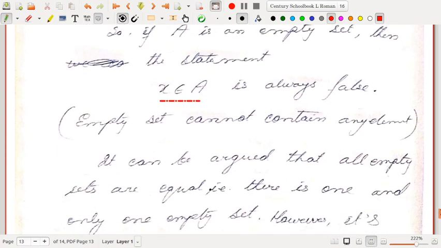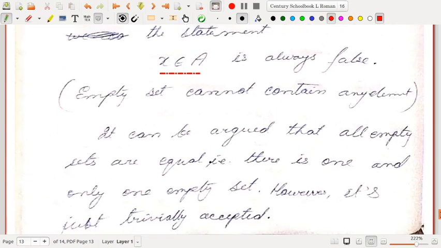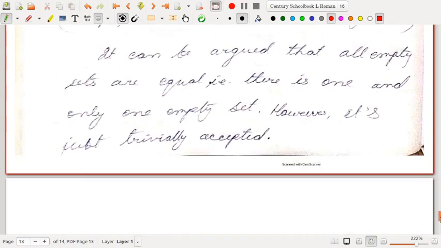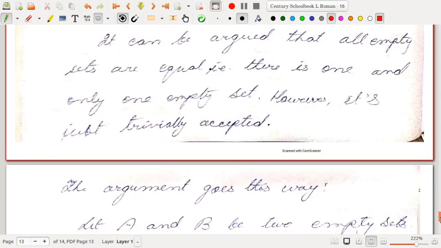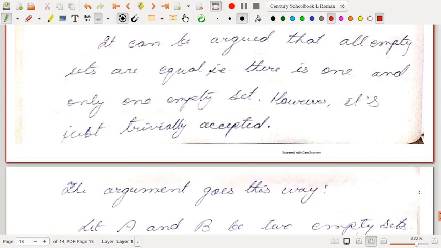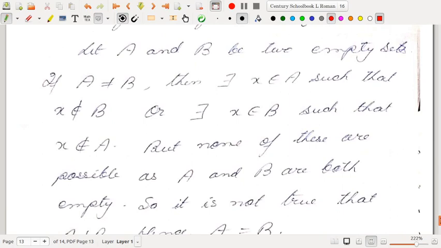Now the question is whether all empty boxes are the same, whether all empty sets are the same. The answer is again yes. We have no other option. It can be argued that all empty sets are equal. By the definition of equality, we can make an argument. However, it is just trivially accepted. Every empty set is the same. There is one and only one empty set. So for the sake of argument, let us go this way.